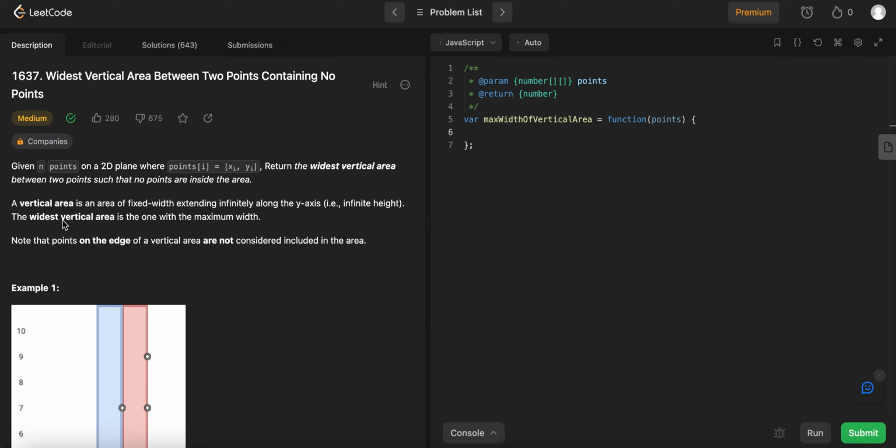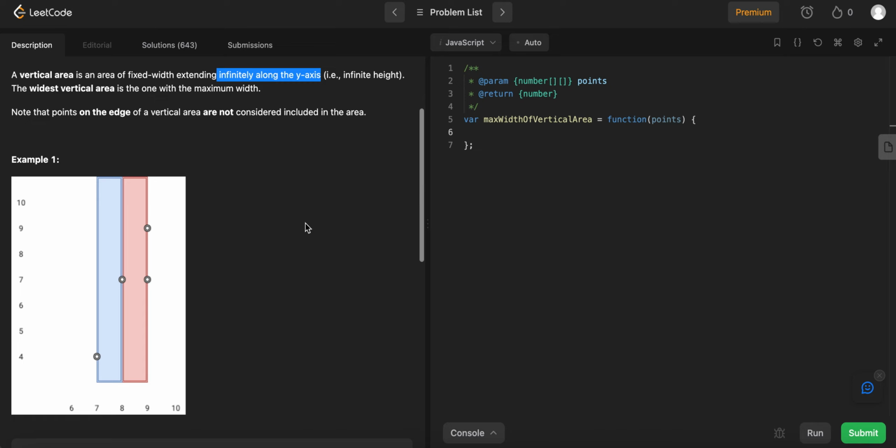What are they asking for here? And it tells us that a vertical area is an area of fixed width extending infinitely along the y-axis. So the widest vertical area is the one with the maximum width. So when I first read this, what's a little bit confusing about this is the fact that they're telling us that a vertical area basically has infinite length along the y-axis.